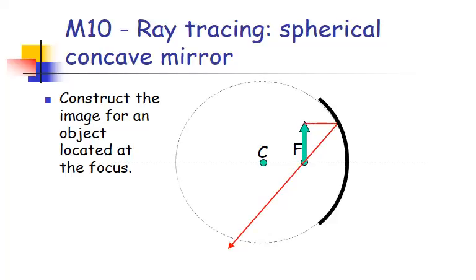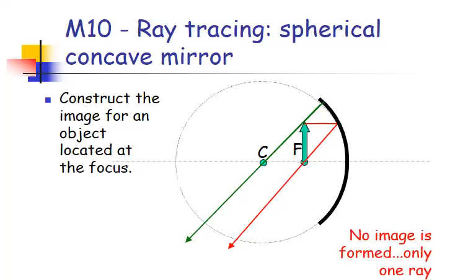All right, so we have a parallel ray, center ray, and no image is formed at the focus. So if you remember in that lab where you were walking towards the concave mirror, there was a point at which there's no image at the focus. It's all blurry.